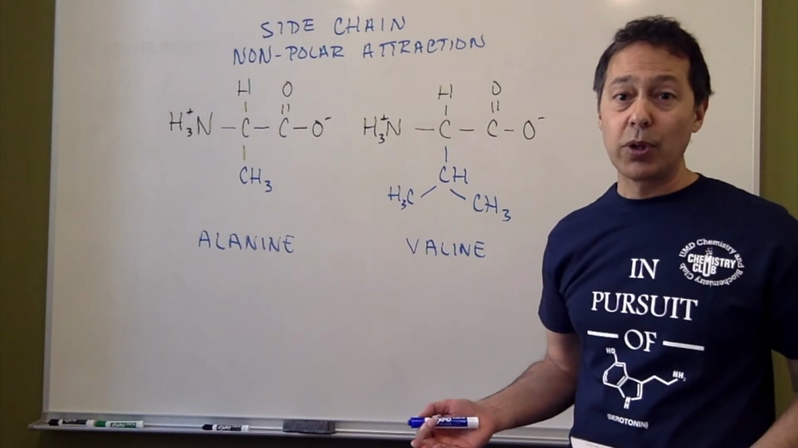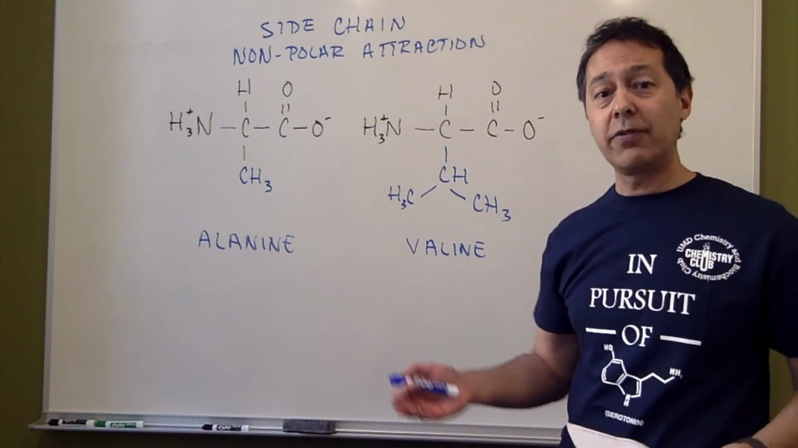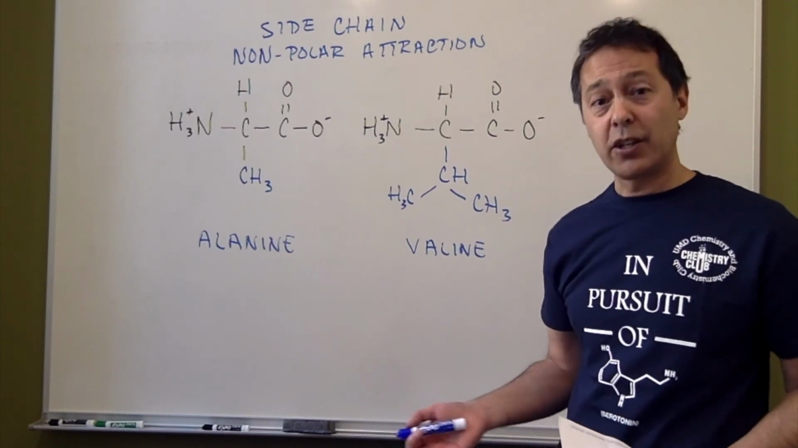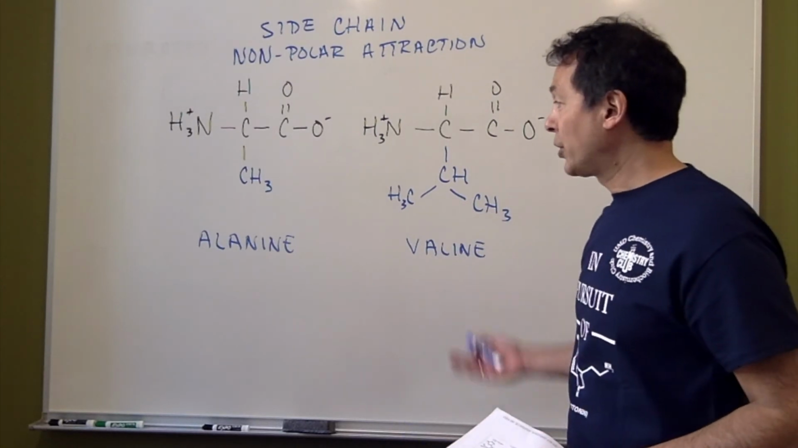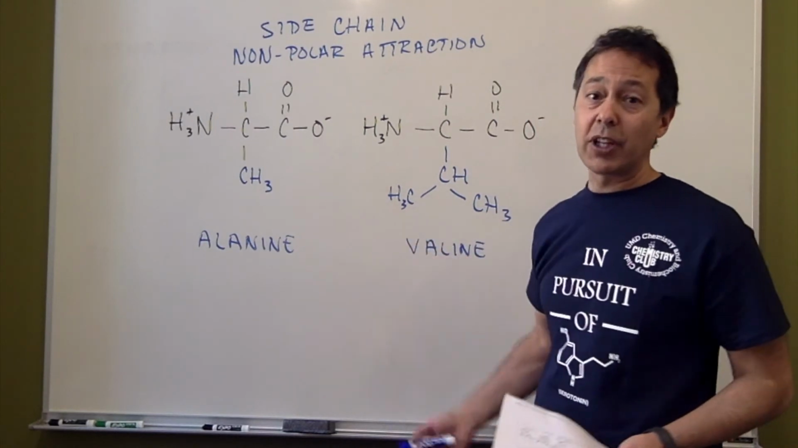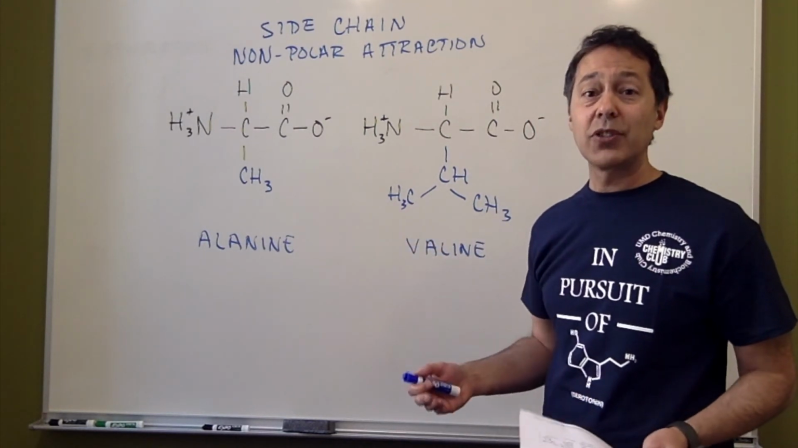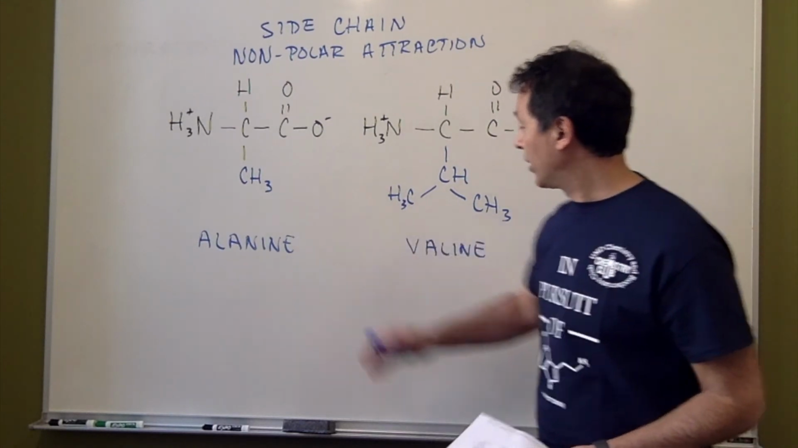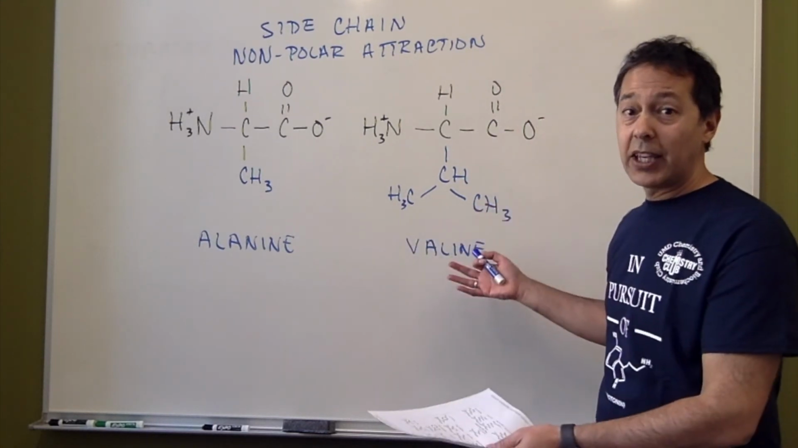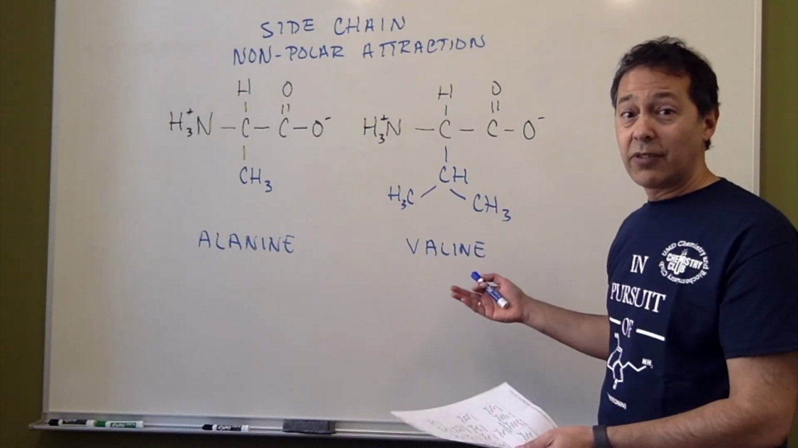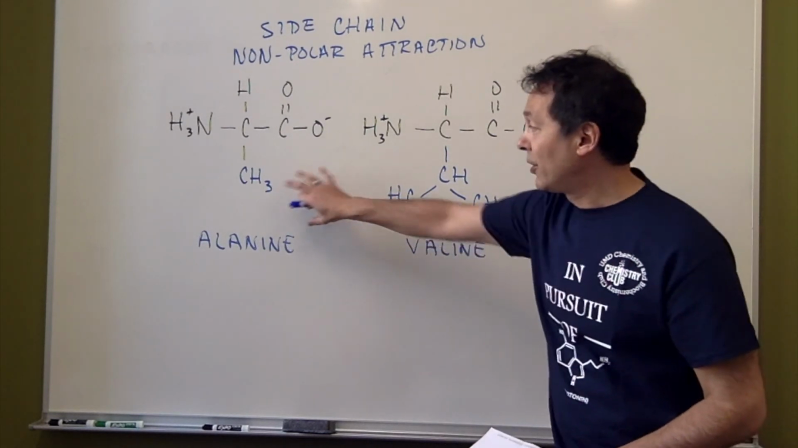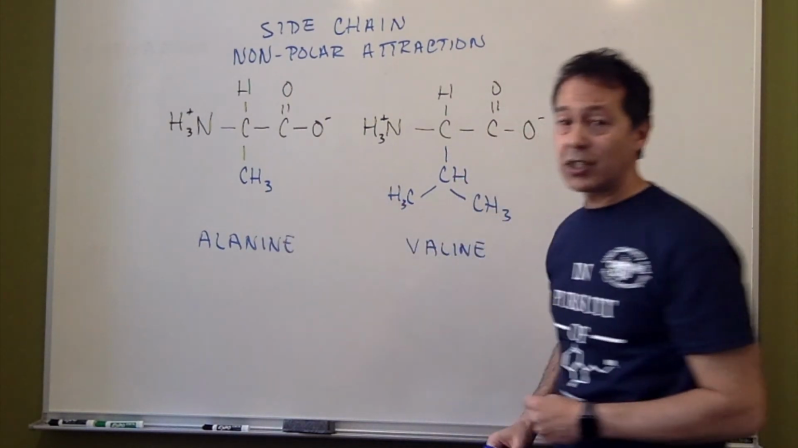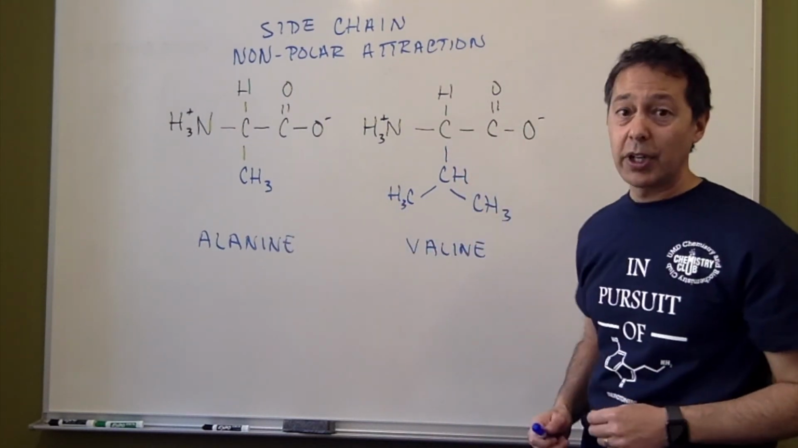For a nonpolar side chain interaction, we need to have side chains that are nonpolar. So how do you identify if a side chain on an amino acid is nonpolar? Well, what you're looking for is the absence of strongly electronegative elements, elements such as oxygen or nitrogen. And so here we have alanine and valine. They are lacking strong electronegative elements, and because of that, we would say that these side chains here are nonpolar. And so these two side chains would be attracted to each other by nonpolar attractions.